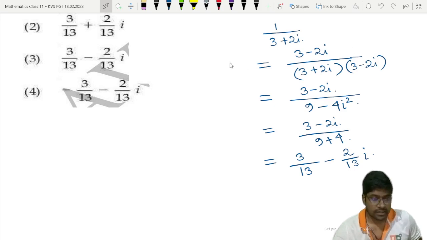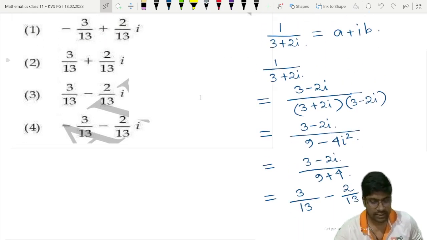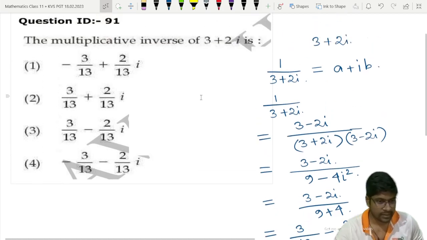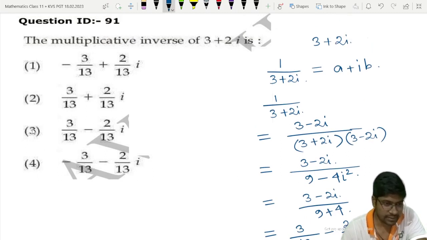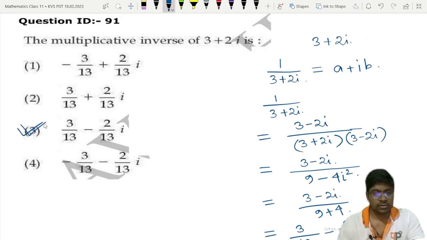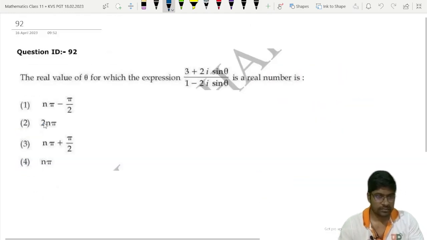Now you can see the options. Which option is matching with this answer, 3 by 13 minus 2 by 13 i? I think option 3 is the correct answer. Option 3 is the correct answer for this question. So this was question number 91, a very easy question. Now let's move to the next question, question number 92.